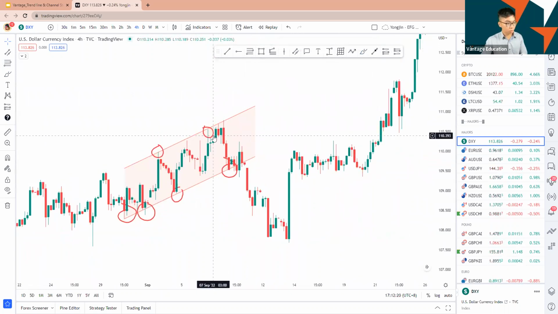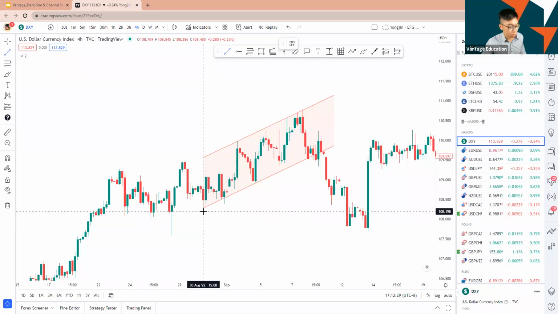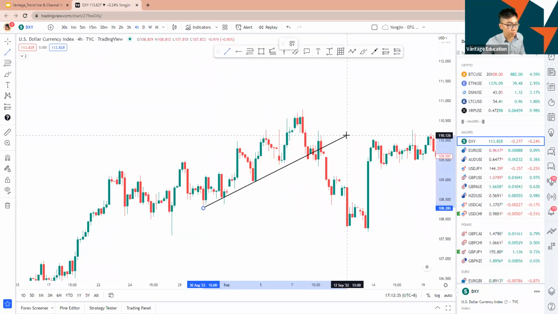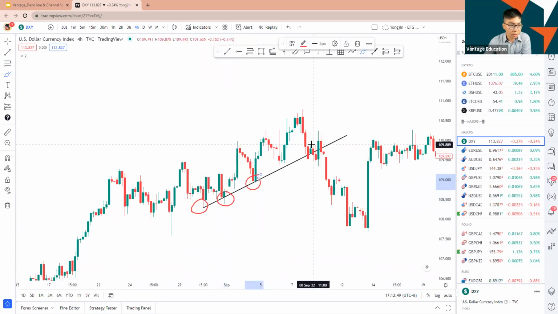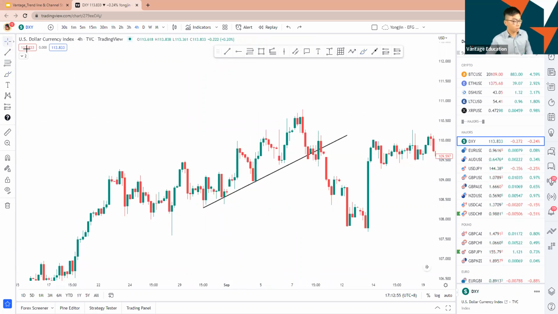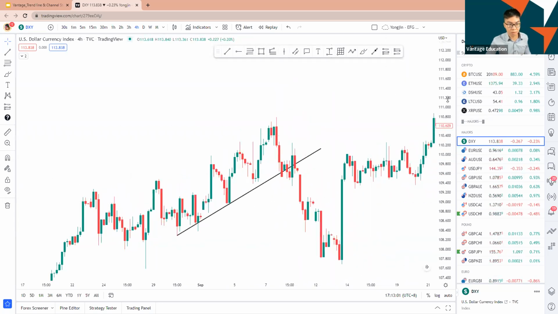So let's draw these two using a trend line to add confluence together. Get a trend line, draw this up, as long as it's a best fit line. So we have 1 touch, 2 touch, 3 touch, and 4 touches. Okay, let's continue.